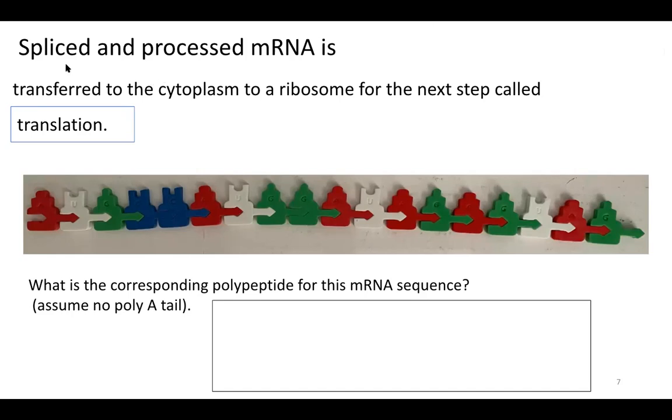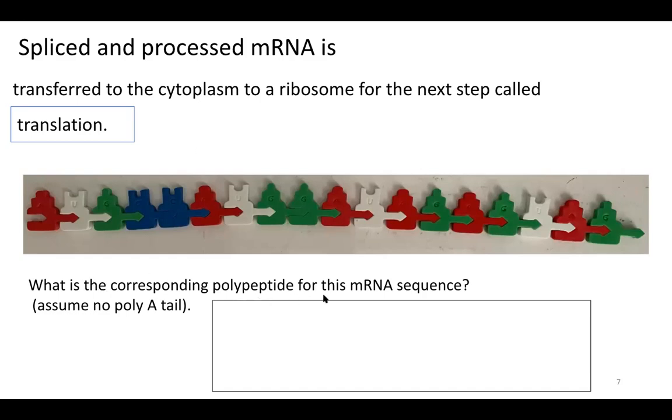So the spliced and processed mRNAs then transfer to the cytoplasm, to the ribosome, and the next part is called translation, because remember, we're going from the language of nucleic acid, that mRNA, to the language of amino acids, because we're going to be building a polypeptide chain that eventually will make proteins.